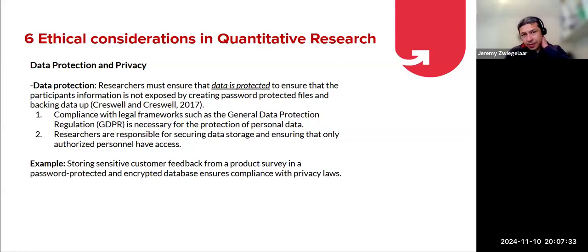Data protection. So this is an important aspect as well. You've got to ensure that your data is protected. So password protected, meaning that when you collect the data and you have the files, make sure that you store it in a secure server, but also in a password protected environment with backup as well. So this can either be to the cloud or something else, but make sure that it complies in terms of ensuring that that data is protected.